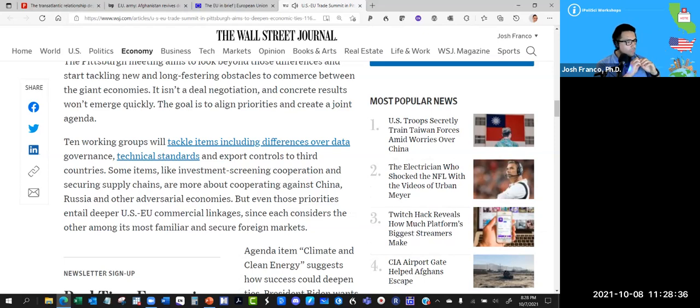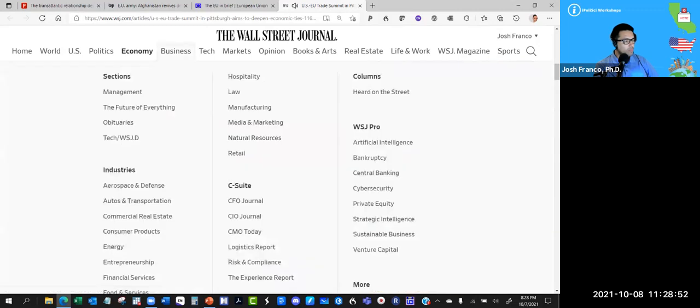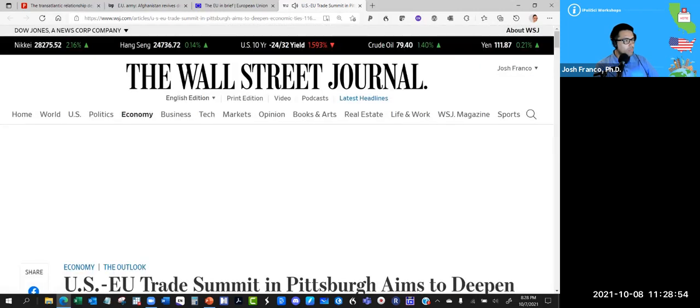Some items like investment screening, cooperation, and securing supply chains are more about cooperating against China, Russia, and other adversarial economies. But even those priorities entail deeper US-EU commercial linkages, since each considers the other among its most familiar and secure foreign markets. Agenda item: climate and clean.